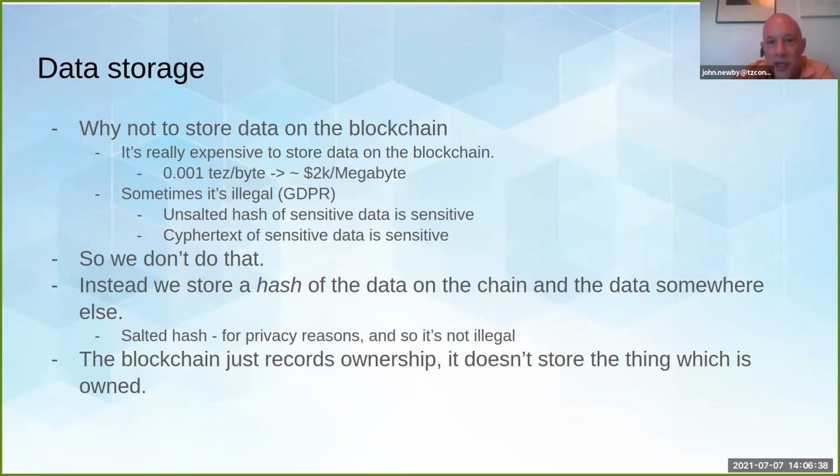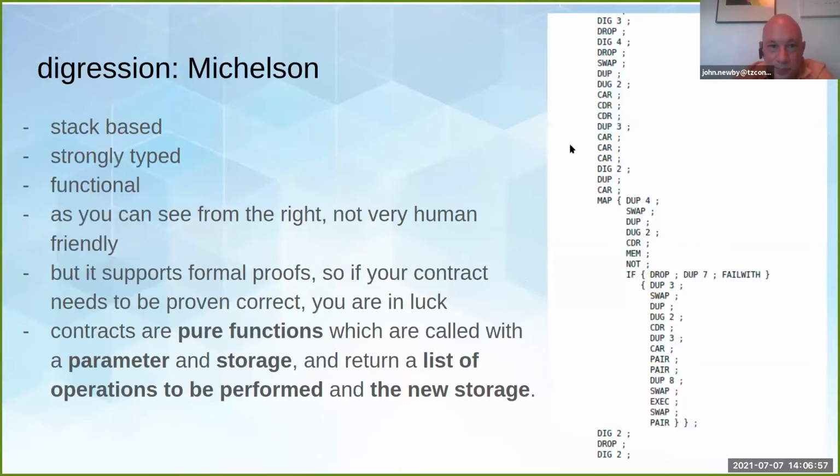If you hash sensitive data without a salt, that can be sensitive. Ciphertext of sensitive data is sensitive. So typically we don't do that. We store a hash of the data on the chain and we put the data somewhere else. So as a general rule, the blockchain just records ownership and does not store the thing which is owned.